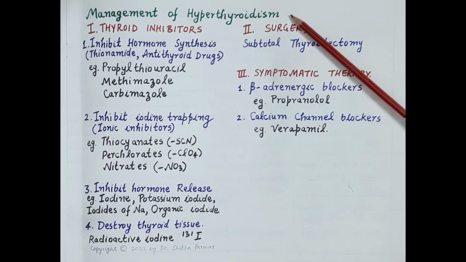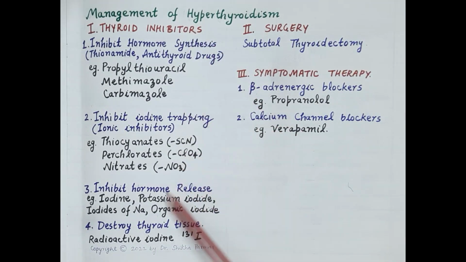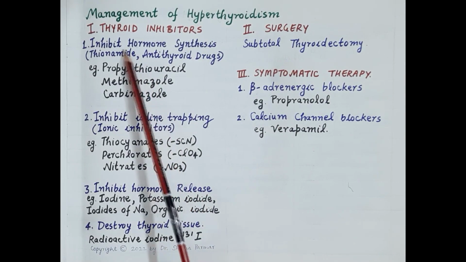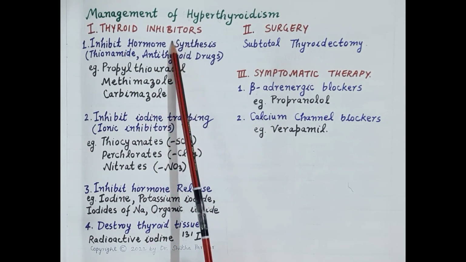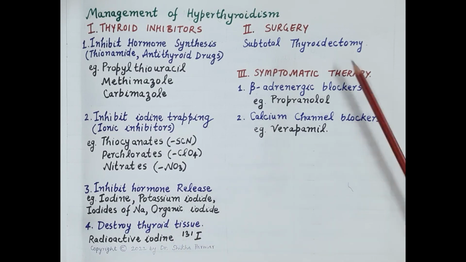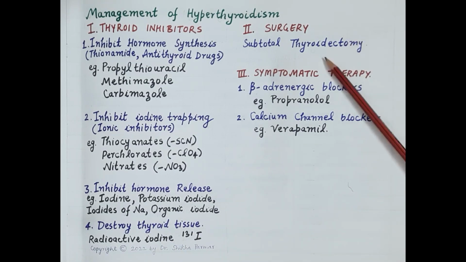Now, let's discuss management of hyperthyroidism. There are three main treatment modalities by which hyperthyroidism is treated. First is the medical therapy, which includes drugs known as thyroid inhibitors. These drugs also include radioactive iodine, that is iodine 131. Then second is the surgery, that is a subtotal thyroidectomy.